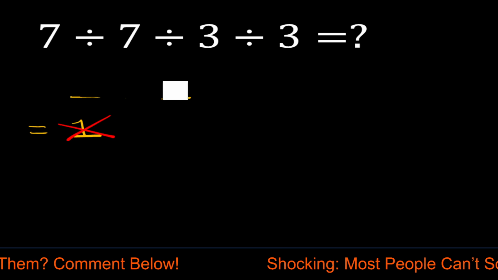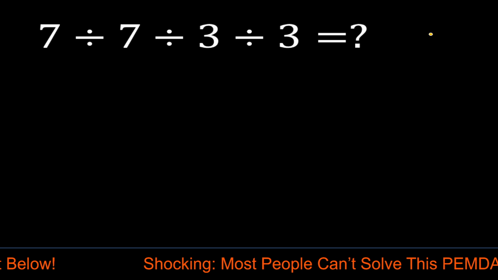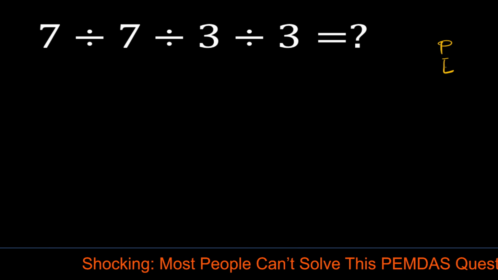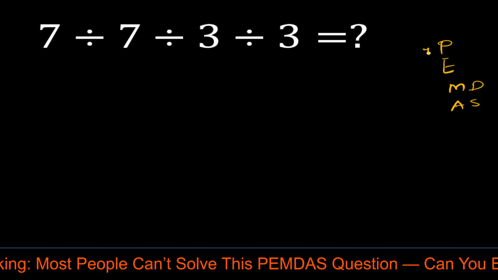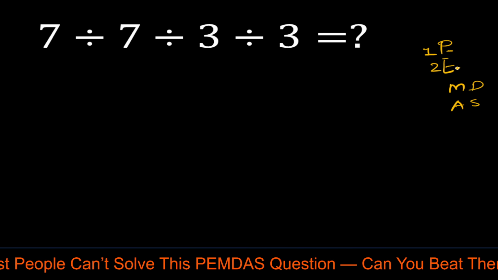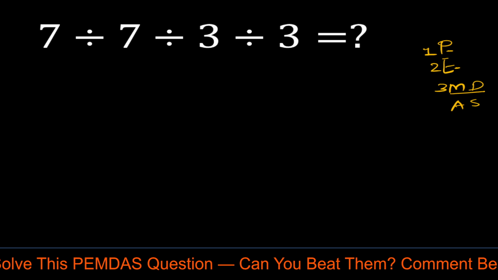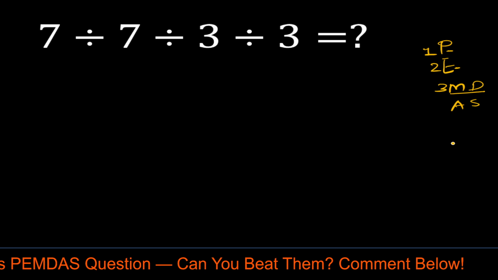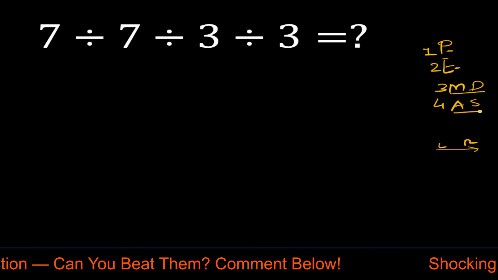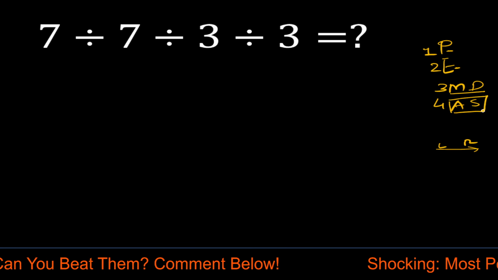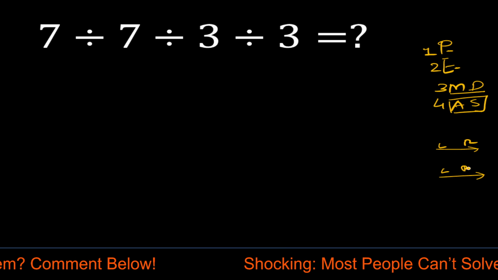So now let's solve this problem correctly by using the PEMDAS rule, right? PEMDAS. According to PEMDAS, first priority is parentheses, second priority is exponents, third priority is multiplication and division. Here multiplication and division both have equal priority, so we have to solve it from left to right. And fourth and last priority is addition and subtraction. Also addition and subtraction both have equal priority, so we have to solve it from left to right.